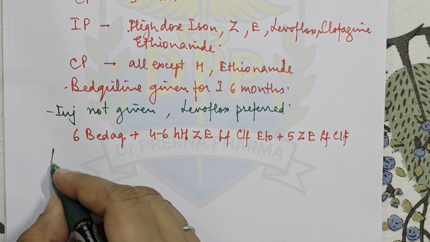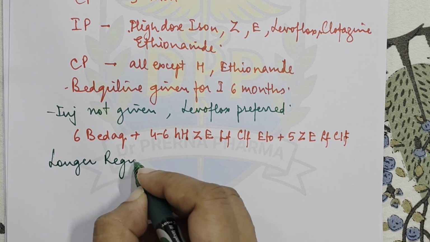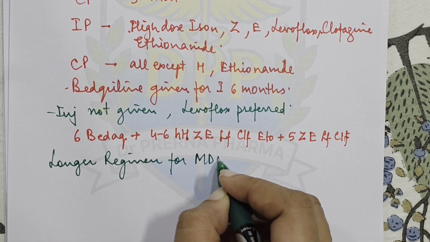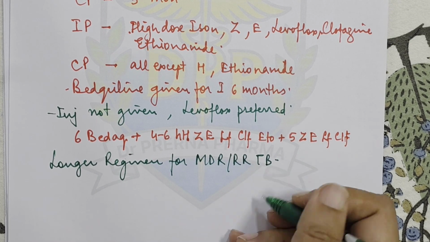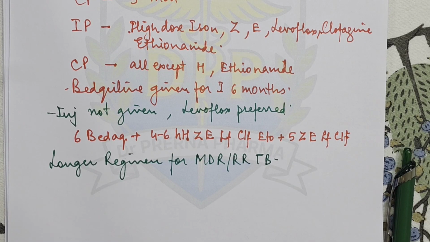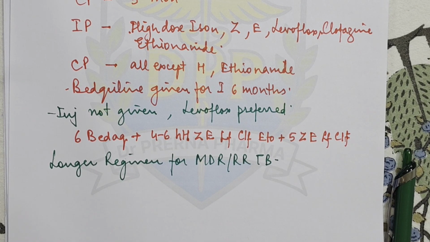Now coming to the next regimen, that is the longer regimen for MDR or rifampicin resistant TB. Patients who are not candidates for the shorter regimen are given this longer regimen. In this, the drugs are divided into 3 groups as follows. What are those 3 groups? Let's see them one by one.